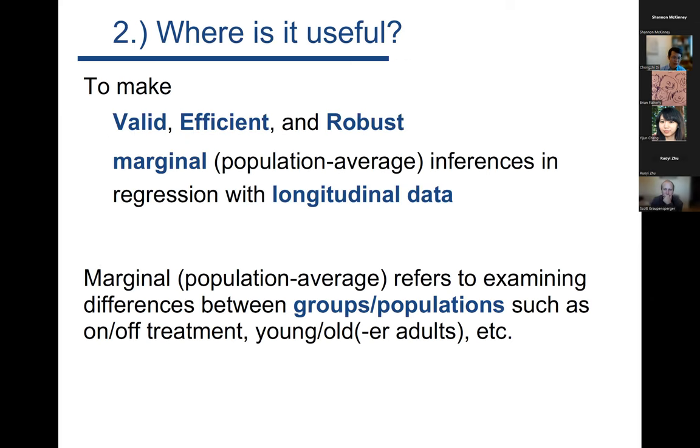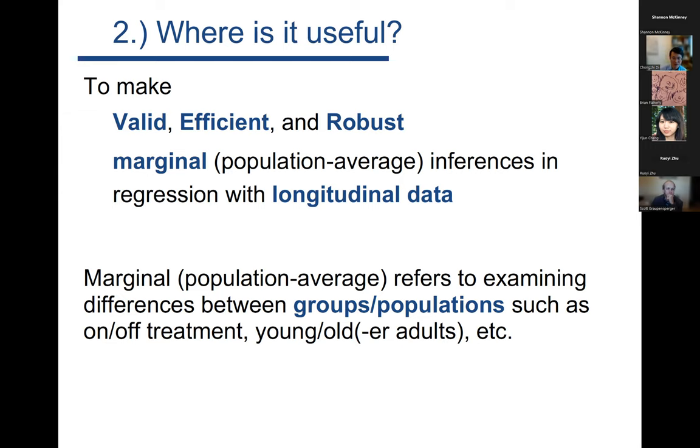The second aspect is where is GEE useful? As said before, it's really useful for making inference in longitudinal data. I would also want to emphasize that the inference here is the so-called marginal or population average inference. It's in comparison with the so-called subject-specific inference, in which case you want to use a random effects model.